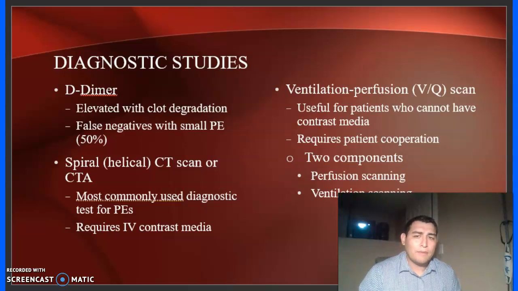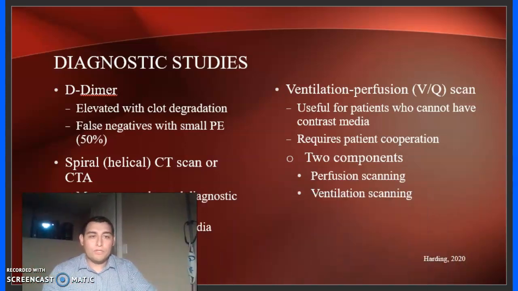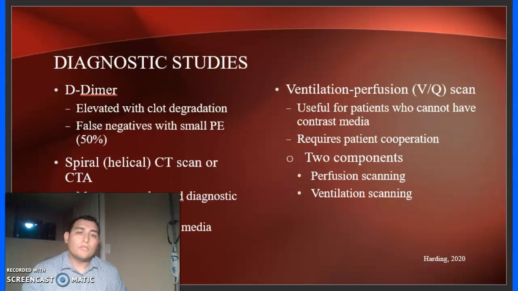The next thing we could do is a spiral helical CT scan or CTA. This is the most commonly used diagnostic test for PEs. It requires IV contrast media, which is the issue with it. You can't use IV contrast media for patients who have severe kidney issues or who are taking a medication such as metformin. So we would have to move on to the next one, which is the ventilation perfusion or VQ scan. This is useful for patients who cannot have contrast media. However, it requires patient cooperation.